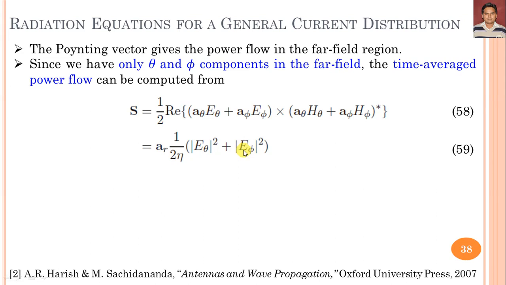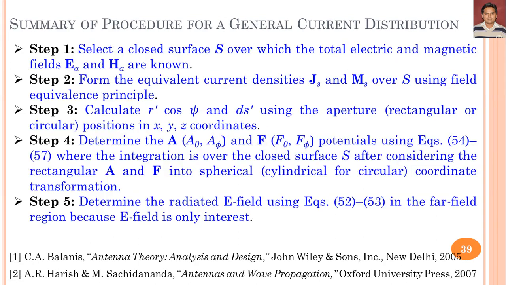Then we can summarize this general procedure in 5 steps. In the first step, select a closed surface S over which the total electric and magnetic fields, EA and HA, are known. As we have discussed in the previous lecture, lecture 3 of the aperture antenna series, either EA or HA are known.